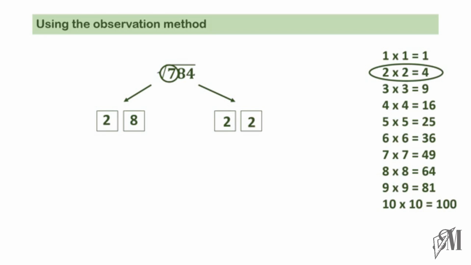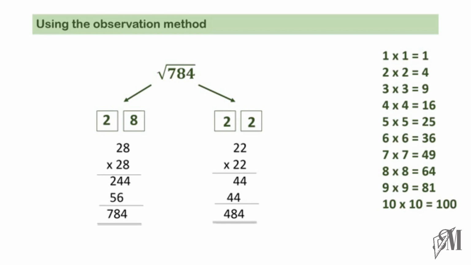But there cannot be 2 answers. There can be only one answer. So, what we do is we multiply 28 by 28 and find the answer, whereas we multiply 22 by 22 and find the answer. And we can clarify which is the correct answer. Now, if you multiply 28 by 28 and 22 by 22, you will get the answers like this. So, now you can see the correct answer is very clear. 28 into 28 is 784. So, then the square root of 784 is 28.